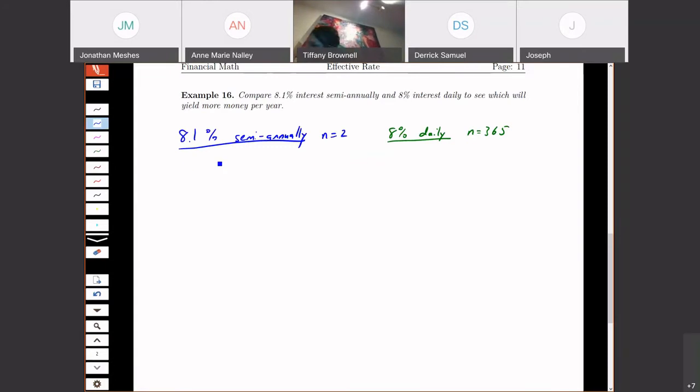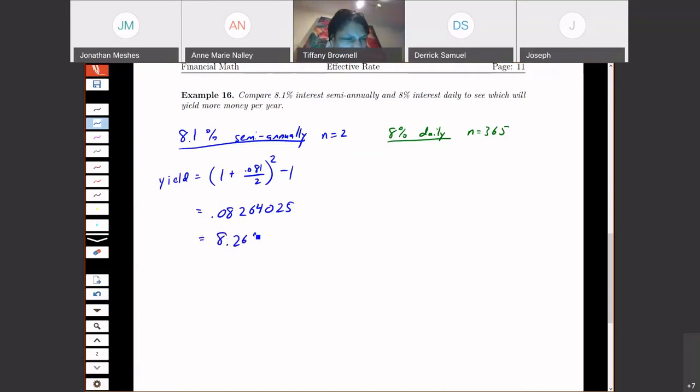Okay, so here if I look at my effective yield, so we have 1 plus 0.081 over 2, to the power of 2, minus 1. When I punch that in, I get 0.0826425, okay, or approximately 8.26%.